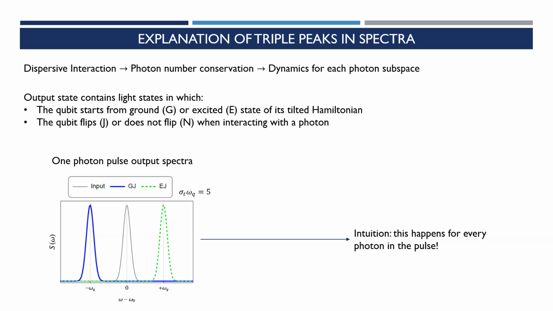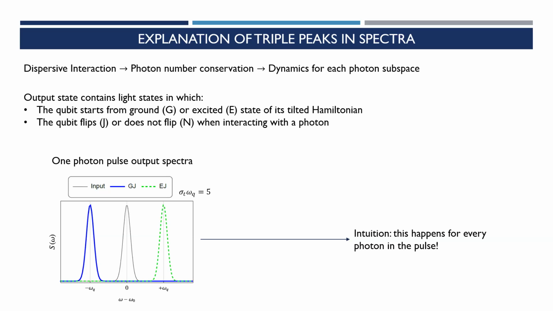That this happens for every photon in the pulse. So for example, when I study the 3 photon subspace, I will have each of the 3 photons undergoing something like this, in which you can have a shift toward the right of omega q, or a shift toward the left of omega q, and therefore combining all of this together, you will always have peaks in these 3 positions: 0, minus omega q, and plus omega q.